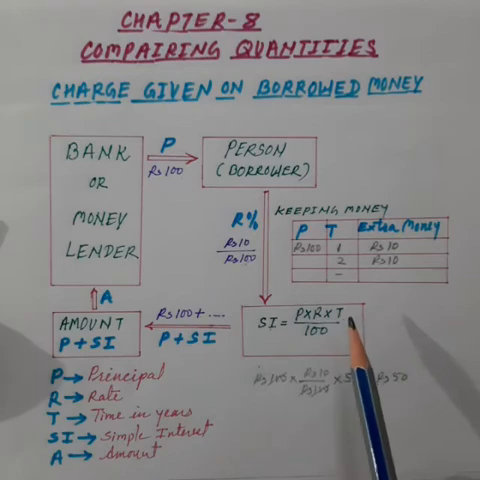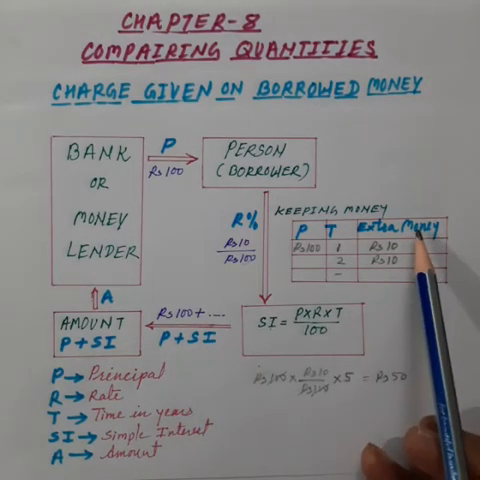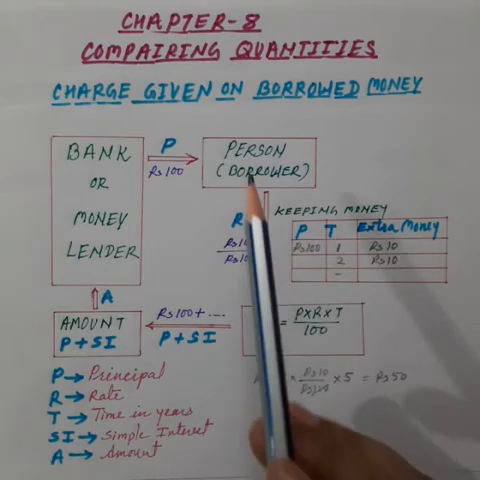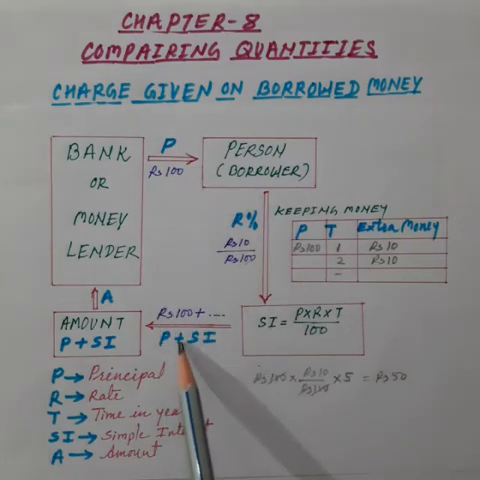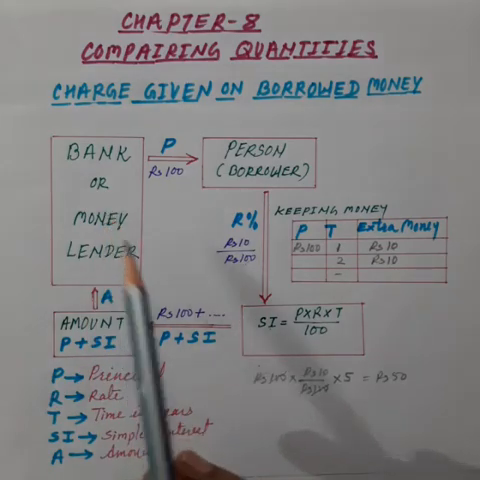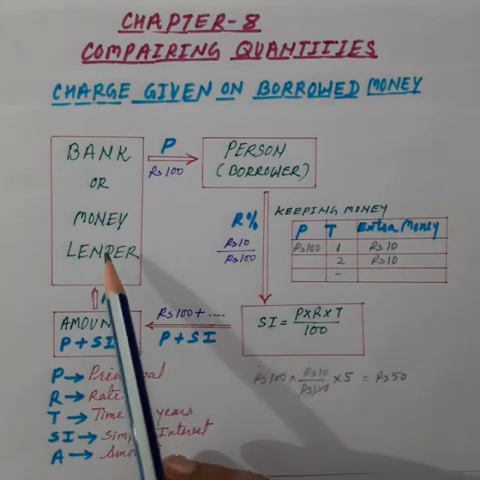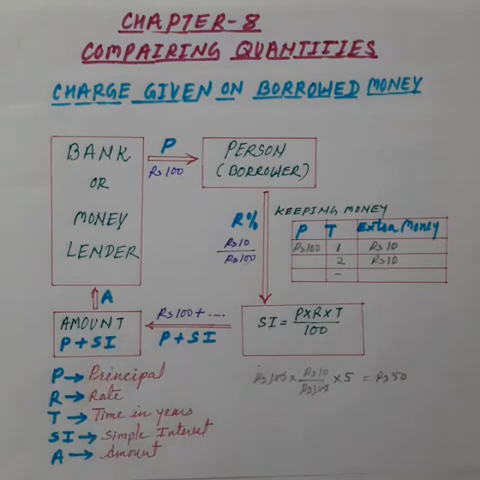If the time is not given in years, we have to convert it into years. Simple interest is the extra money to be paid. But after a specified period of time, the borrower has to pay principal plus this extra money to the bank. This total money to be paid after a specified period of time to the bank is called amount.